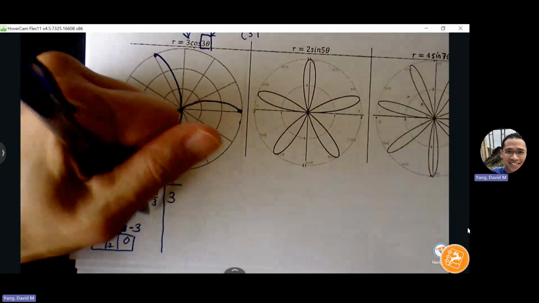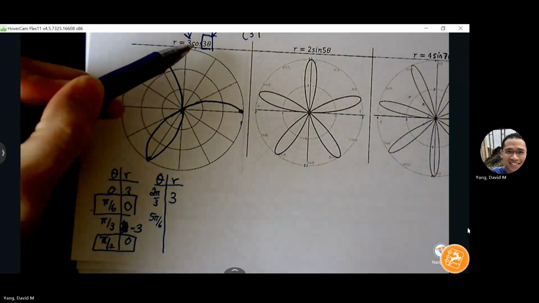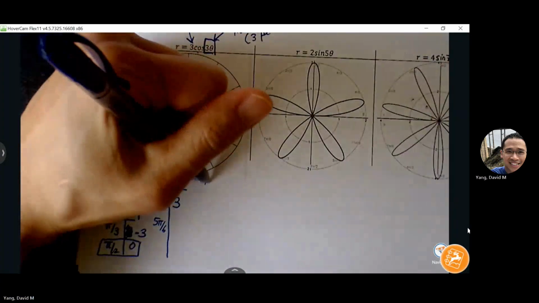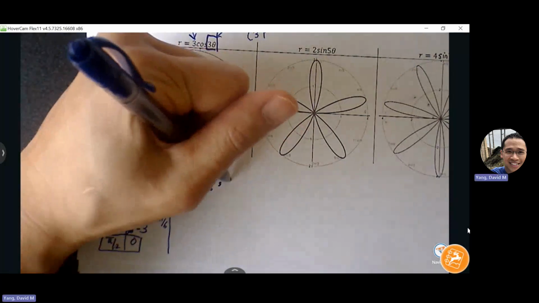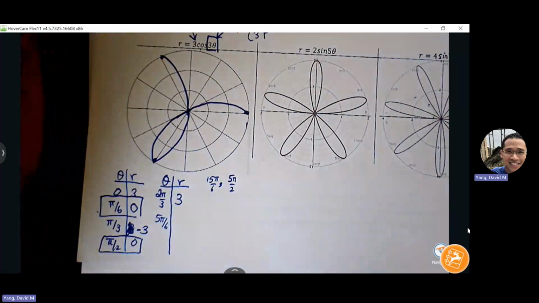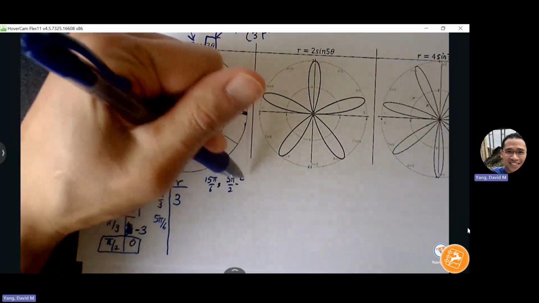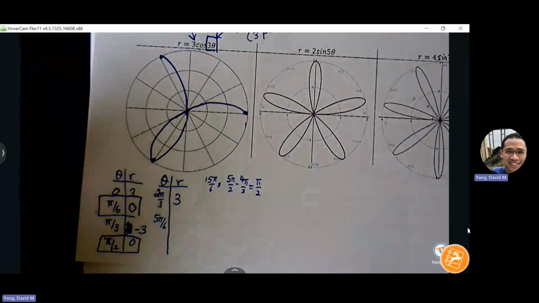Okay, 5 pi over 6. That's 15 pi over 6, same thing as 5 pi over 2. If we don't recognize 5 pi over 2, then we know we can subtract 4 pi over 2 to understand that it's really pi over 2. And so cosine of pi over 2 is 0.